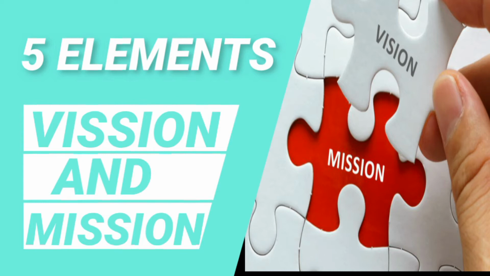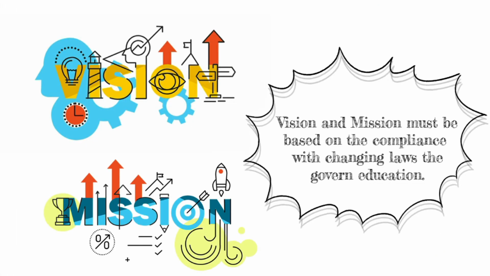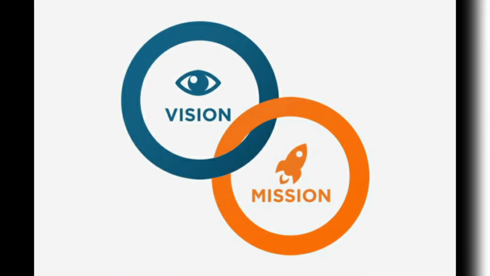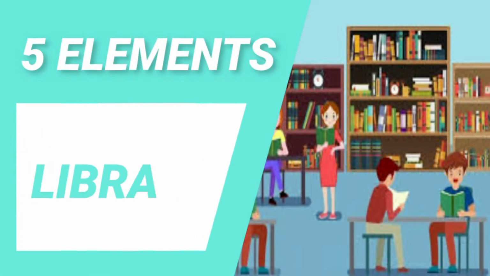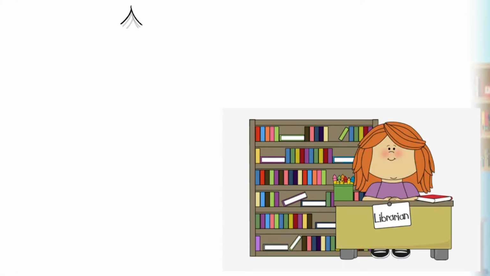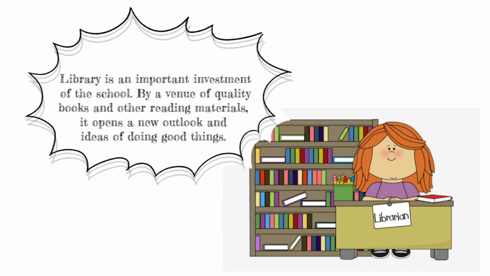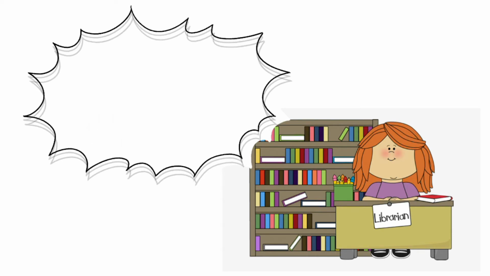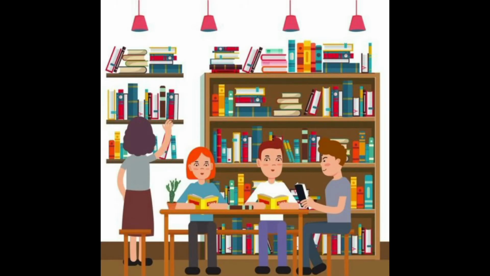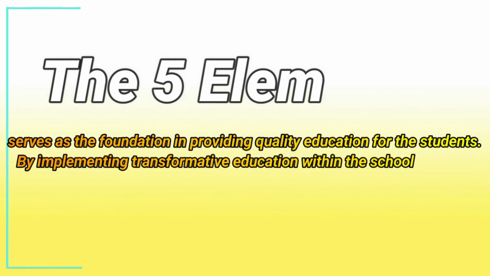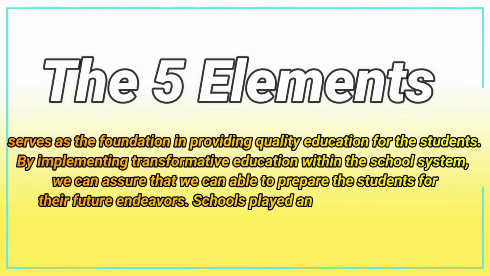Vision and mission. Vision and mission must be based on compliance with the changing laws of the governed education. The objectives of the school must be specific and based on the needs of the society to achieve transformative education. Library. Library is an important investment of the school. By being a venue of quality books and other reading materials, it opens a new outlook and ideas of doing good things.